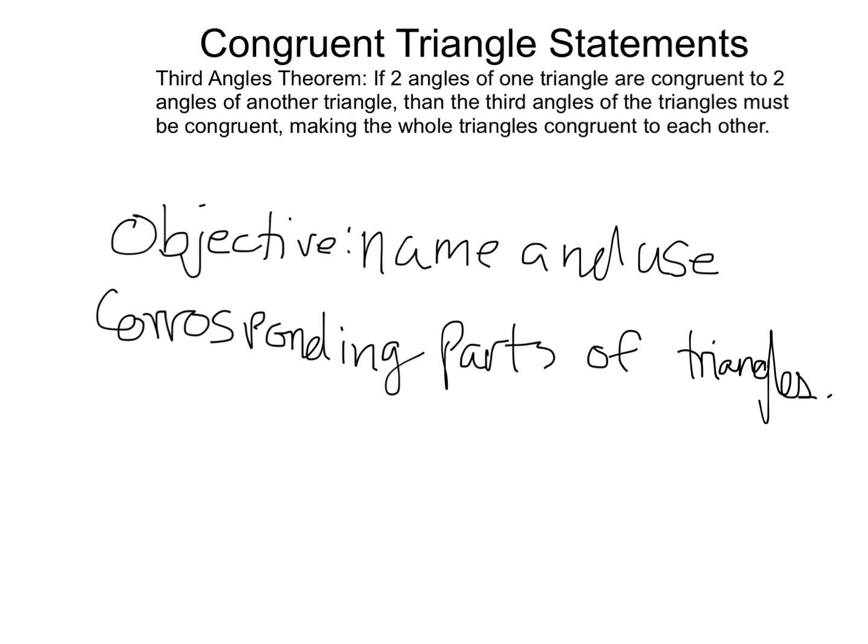Today's video tutorial is on congruent triangle statements and using algebra with congruent triangle statements. Today's tutorial is going to be using the third angles theorem. I've edited the theorem a little bit to make more sense. If two angles of one triangle are congruent to two angles of another triangle, then the third angles of the triangles must be congruent, making the whole triangles congruent to each other. So the whole triangle will be congruent. The objective is to name and use corresponding parts of triangles.